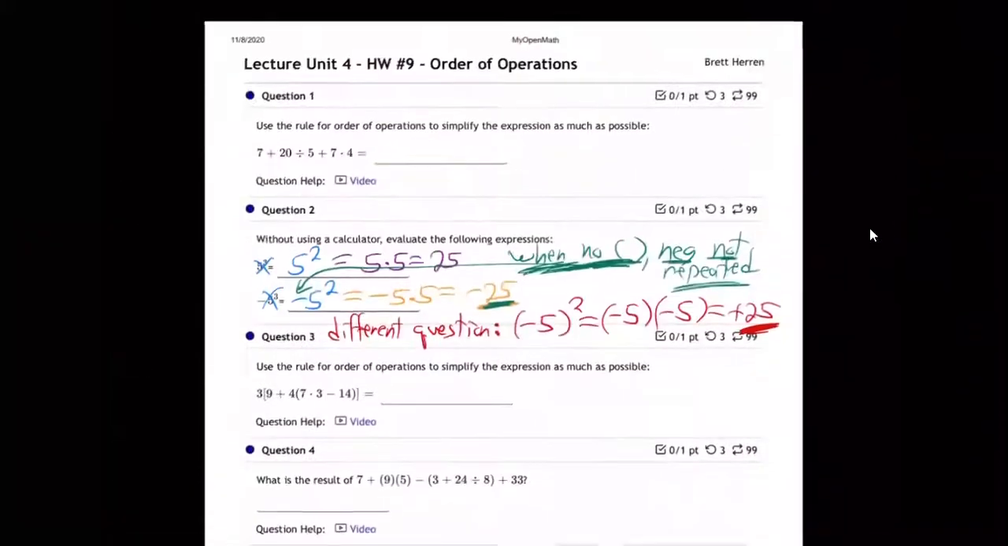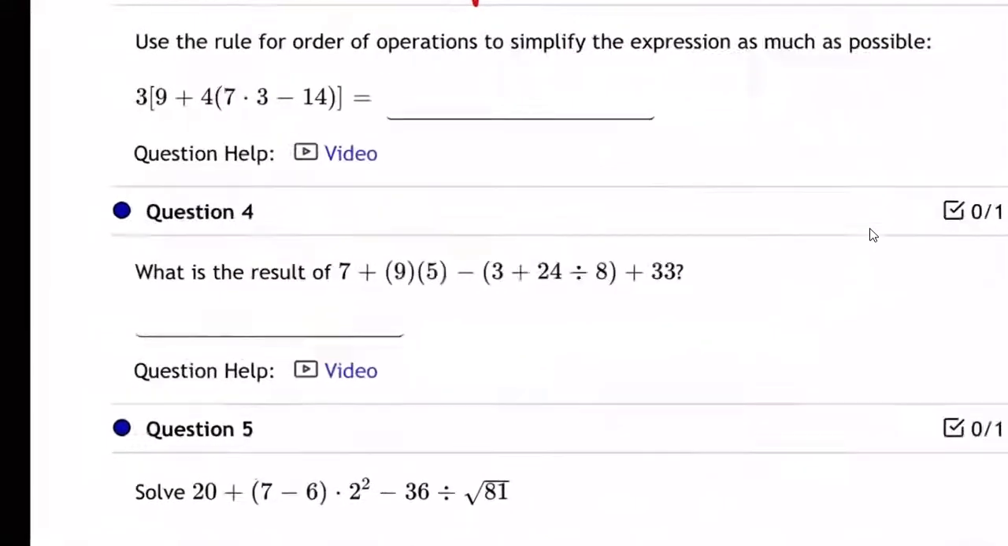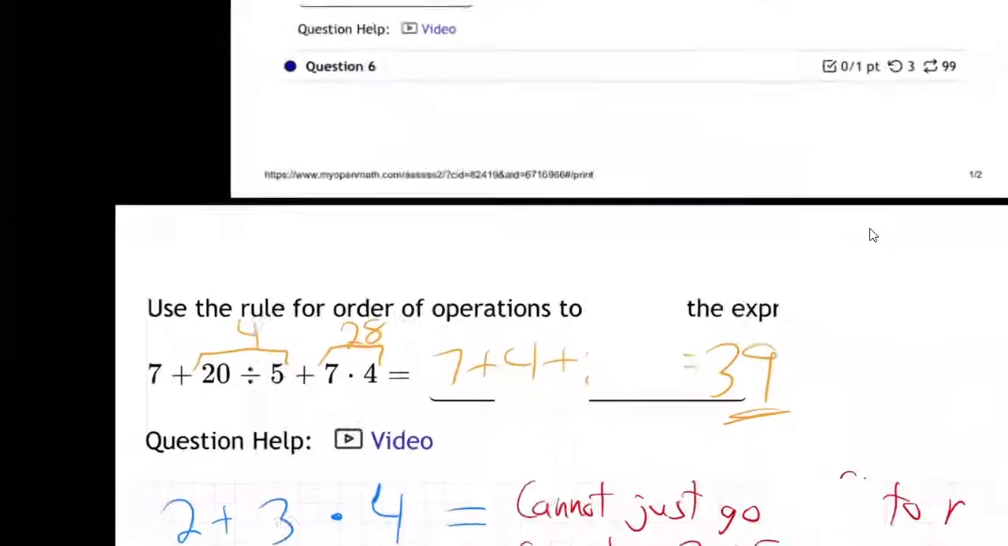Okay, so let's do that on number 3 here. So I'm going to say, where am I going to start on this one? Well, I need to start right here, don't I? 21, because I've got to go to the inner parentheses. By the way, brackets are the same as parentheses. So yeah, let me put that down here.